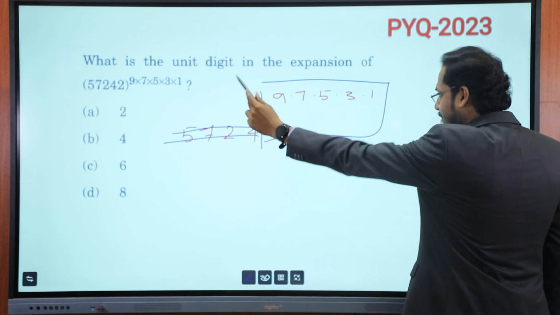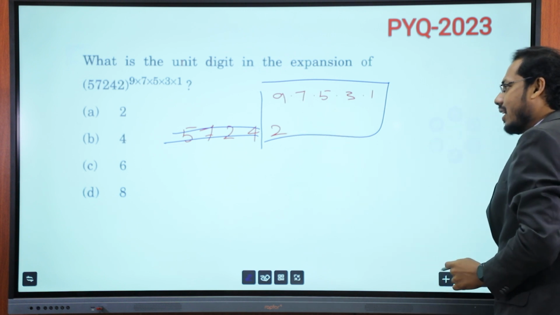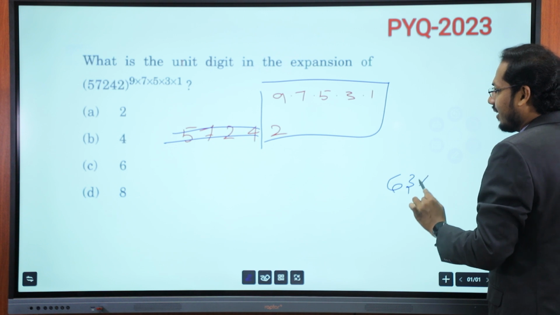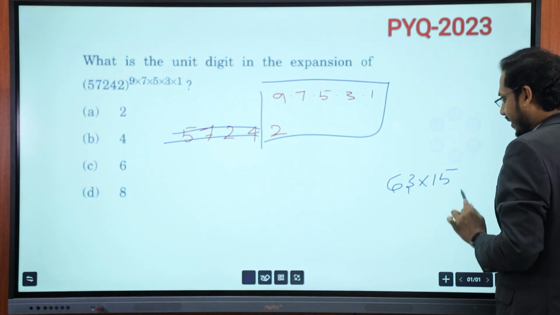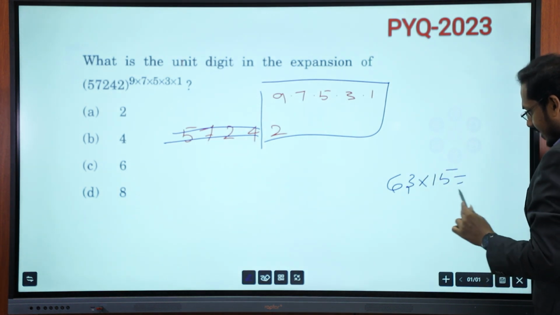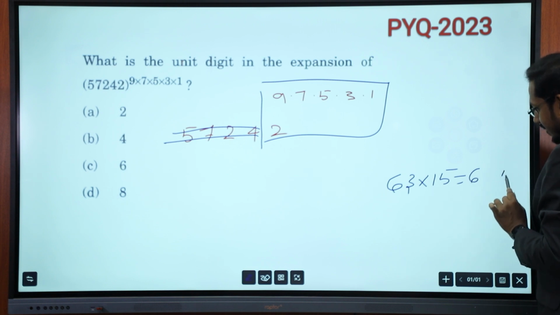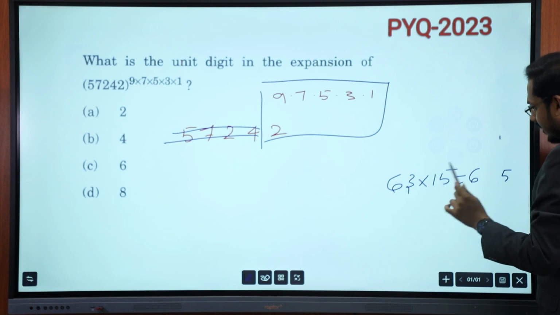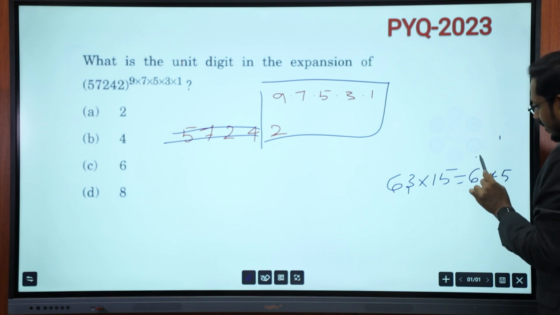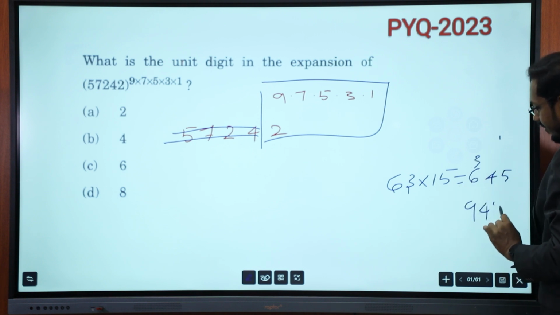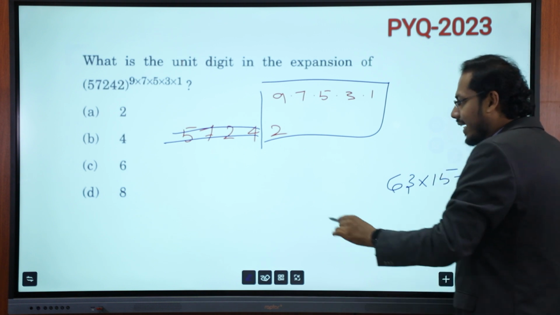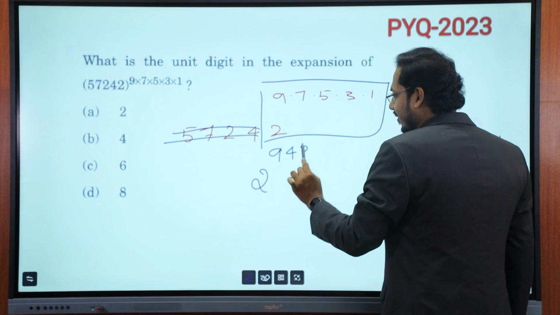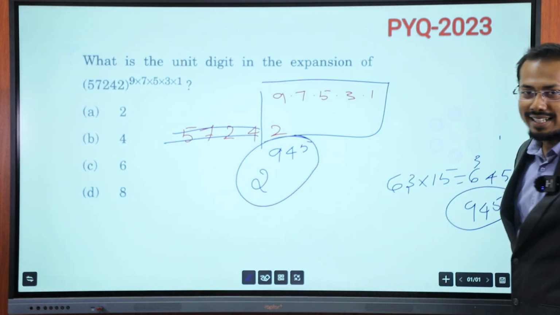So, what is 9 into 7? 9 into 7, 63, right? And 5 into 3 is 15, right? 63 into 15, so 945. So, we can write 2 power 945. If you find the answer for this, you will get the answer.